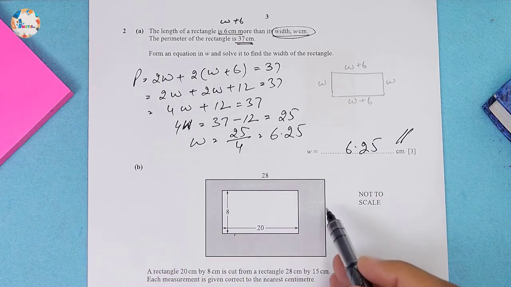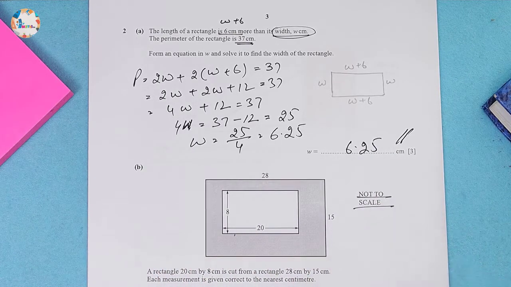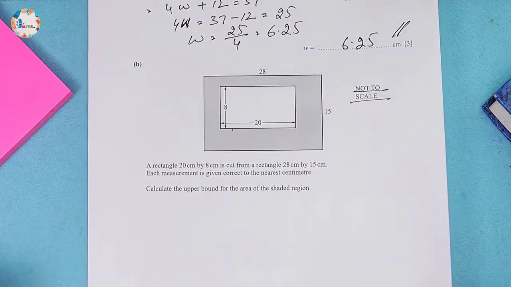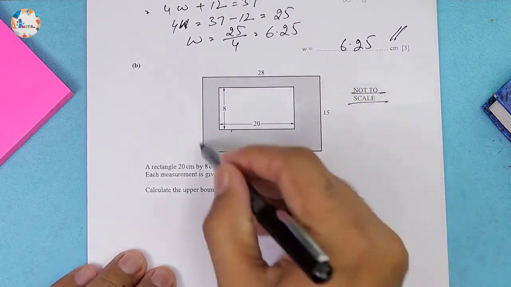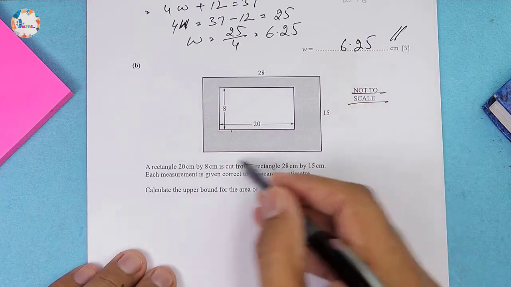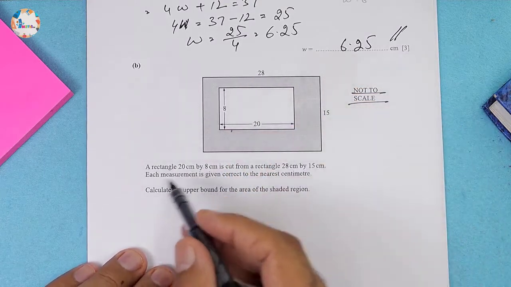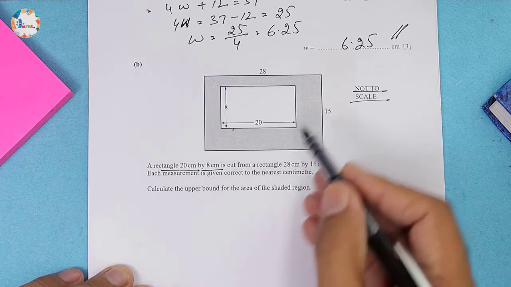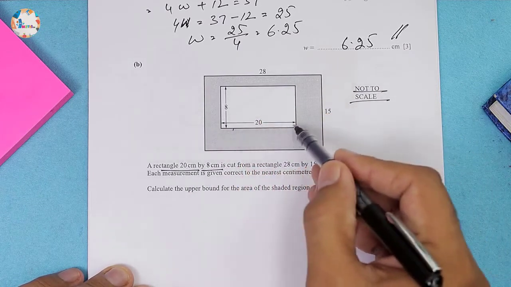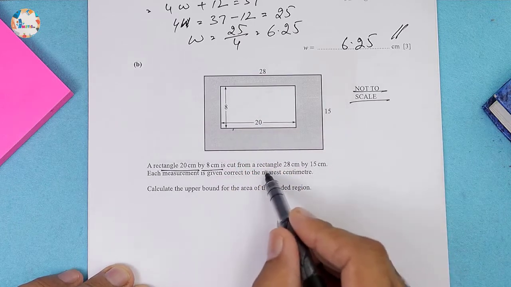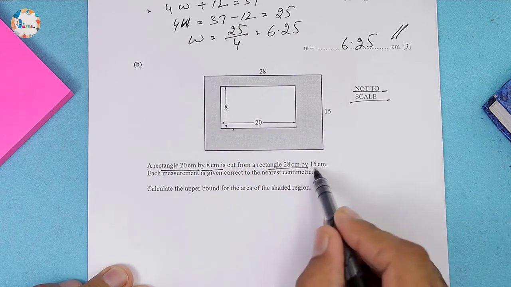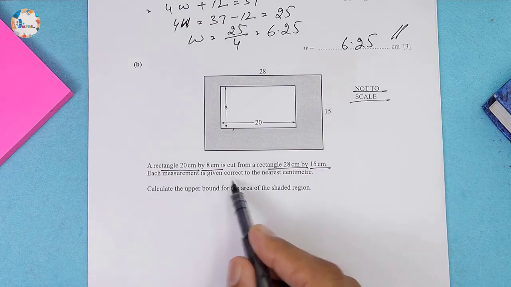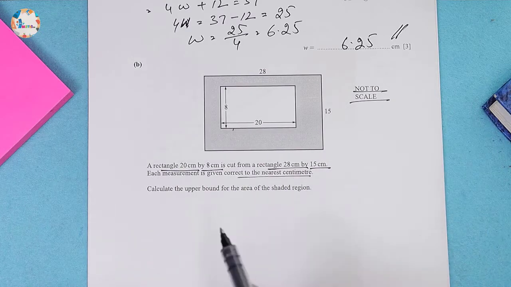Now B part, this diagram is not to scale. A rectangle is provided, and this is the shaded part. Outer measurements are provided, inner measurements are also provided. The rectangle 20 centimeter by 8 centimeter, this one 20 by 8, is cut from a rectangle 28 by 15. Each measurement is given correct to the nearest centimeter.